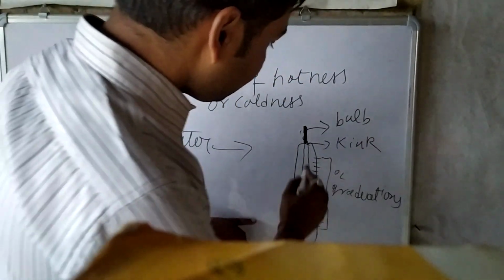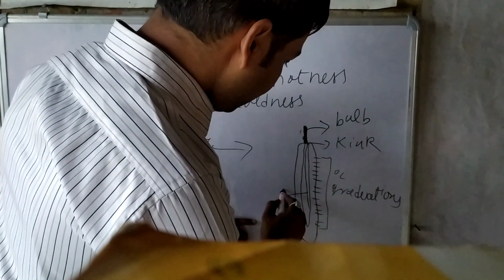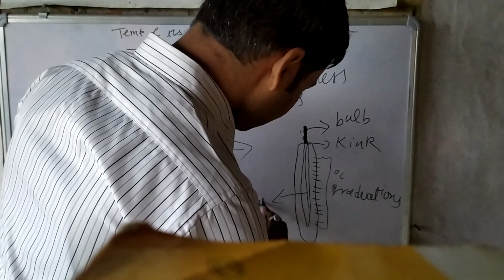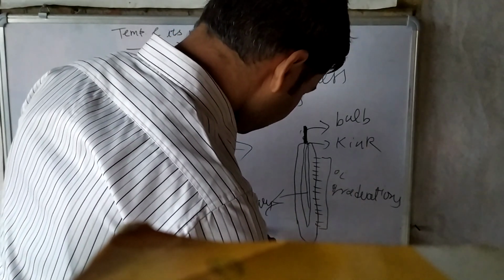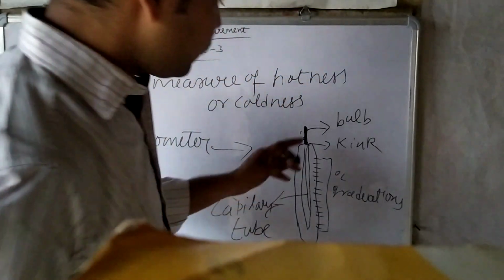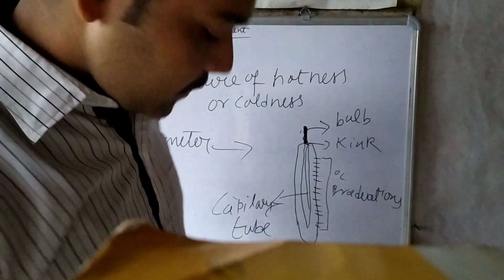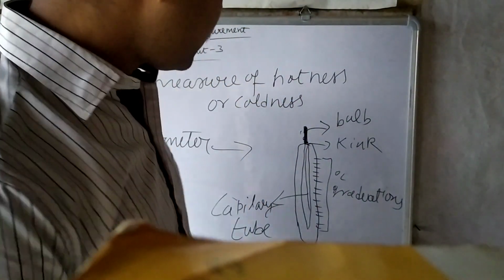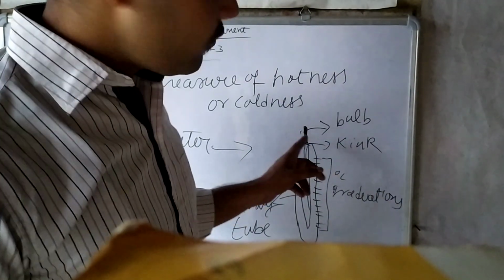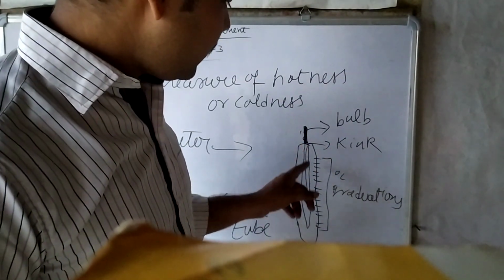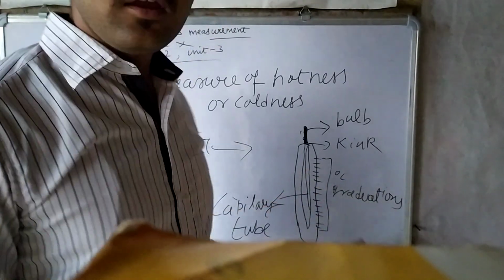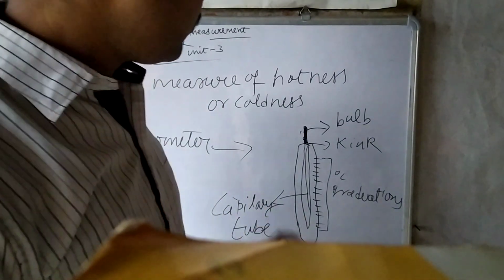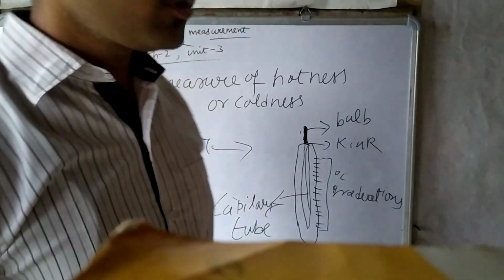Understand? And what is this? This is a capillary tube. So what happens when we place this thermometer to record temperature? The mercury from the bulb will flow through the kink into the capillary tube, and where it stops, at that point we record the temperature of the object or the body.